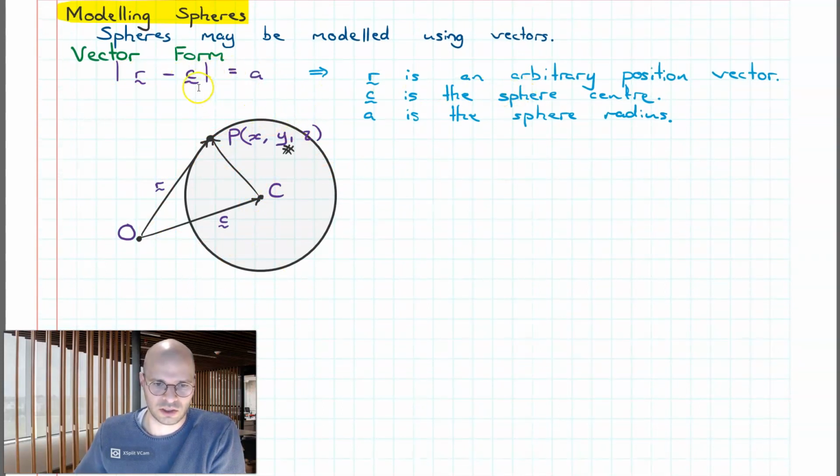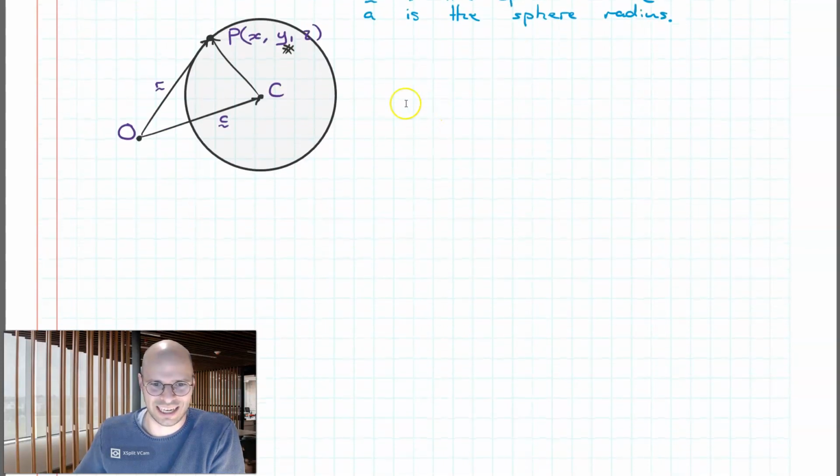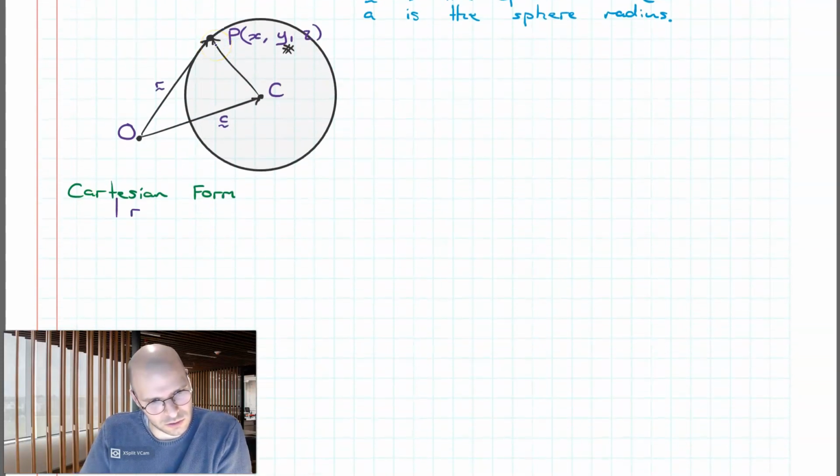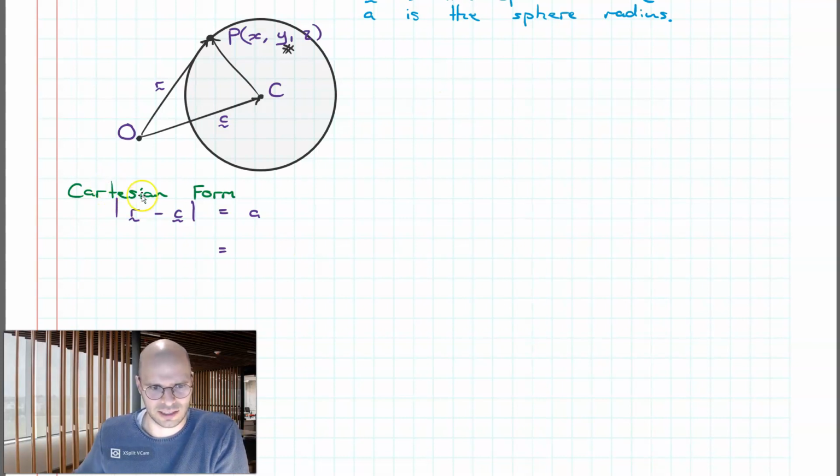Now, what we're going to do is convert this vector form into the Cartesian form. To convert to Cartesian form, we first start off with our vector form shown over here. So, position R, take away position C, is equal to A. I might just rotate this around the equal sign on the next one. What I'm now going to do is convert these into their vectors over here. So O to C, O to P. So that's going to be shuffling it around: O to P, subtract O to C.